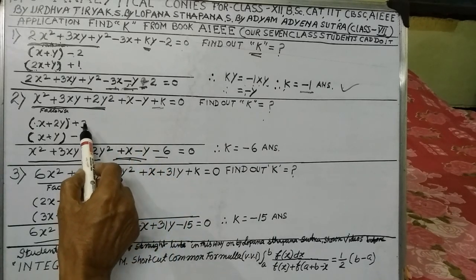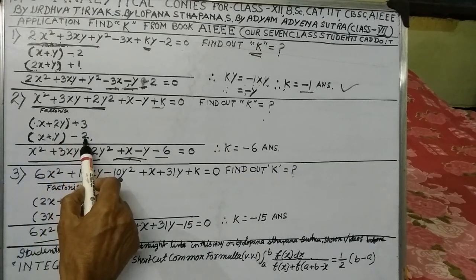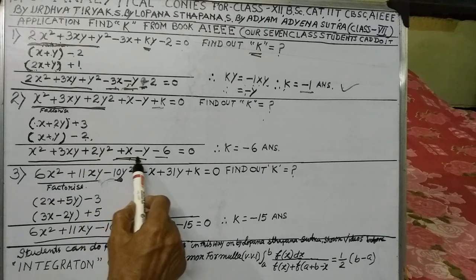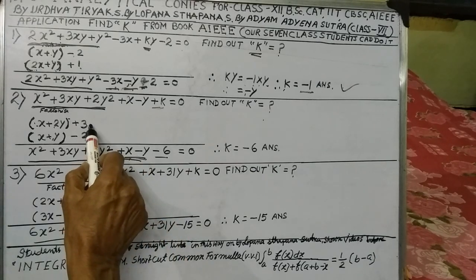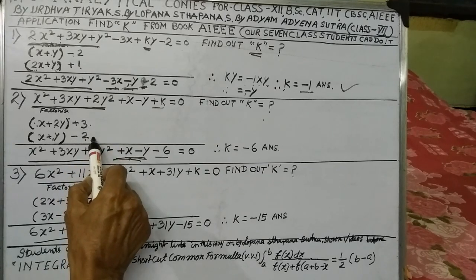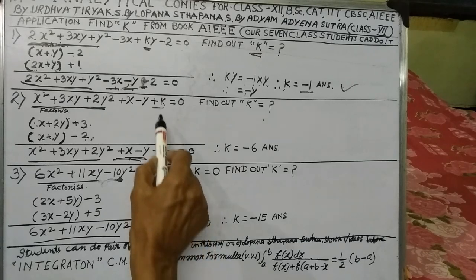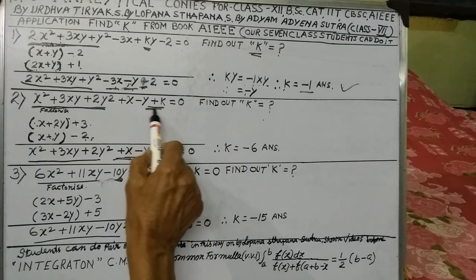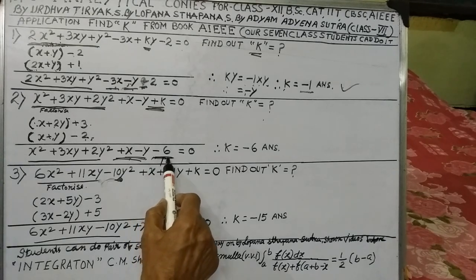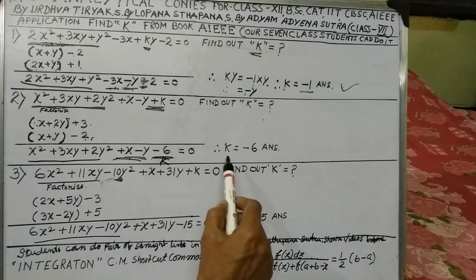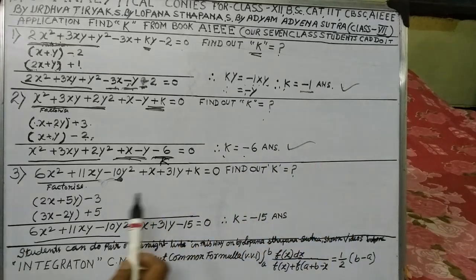Now 3x minus 4x is equal to -y, so it is correct, so 3 plus 3 into -2 is equal to -6. So here we have to find out what k is. K is equal to -6, so k is equal to -6 is our answer.